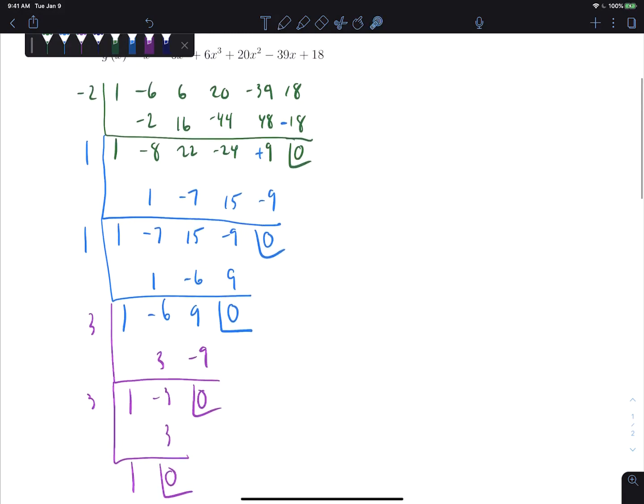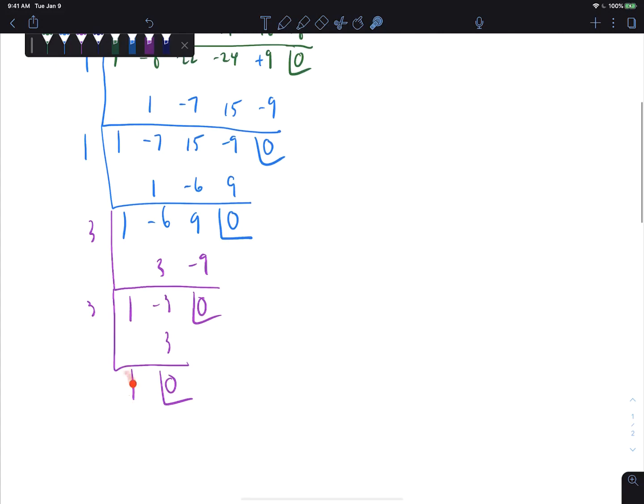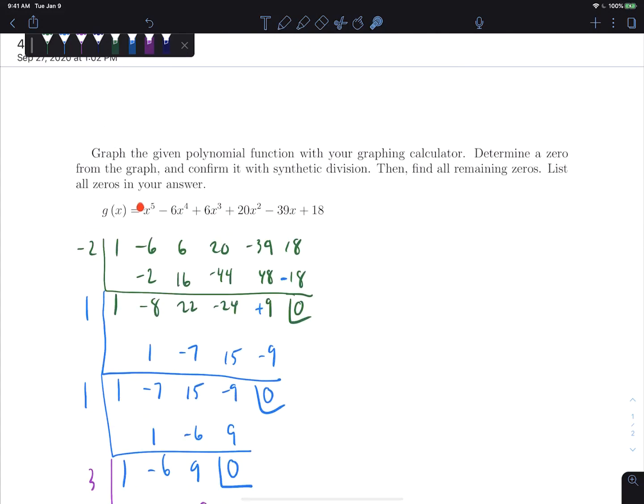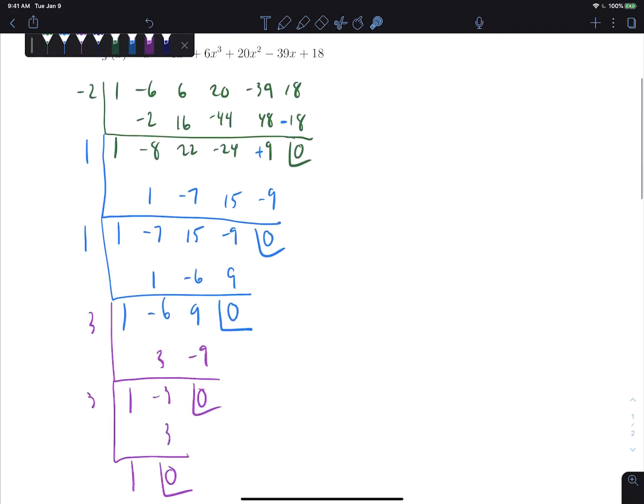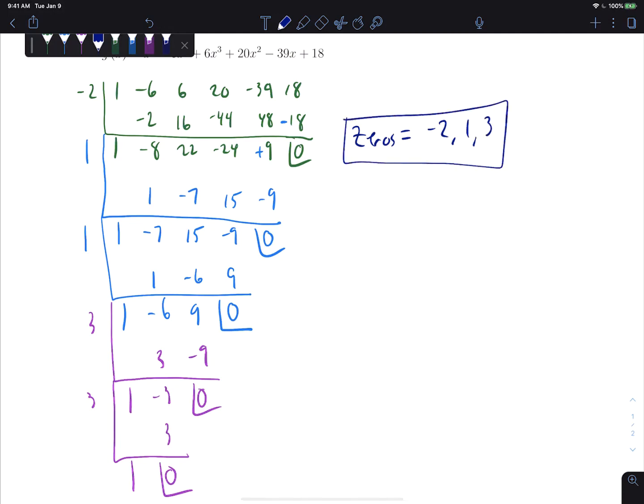Fantastic. By the way, realize that the 1 that we see down here is still just the leading coefficient. That's all. But that tells me that the zeros are -2, 1, and 3. Notice that it didn't ask for the multiplicities. -2 has a multiplicity of 1, 1 has a multiplicity of 2, and 3 has a multiplicity of 2.